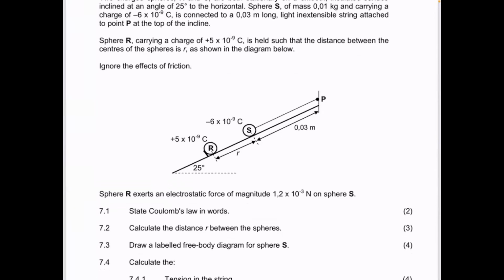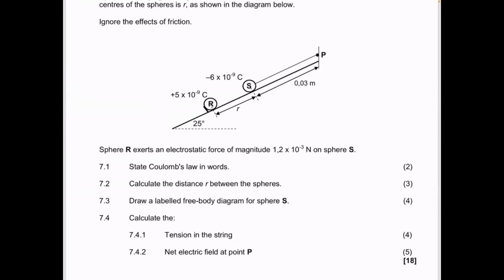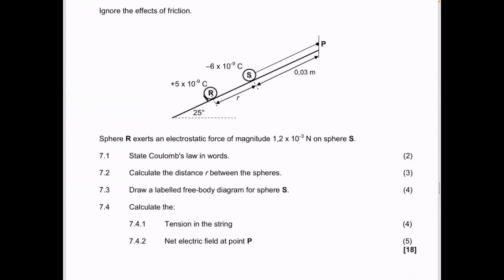Okay, so they've given us the angle of inclination and they've given us the charges. Sphere R exerts an electrostatic force of magnitude 1.2 times 10 to the minus 3 newtons on sphere S. 7.1 says, state Coulomb's law in words. You can do that part. 7.2 says, calculate the distance r between the spheres, for 3 marks.